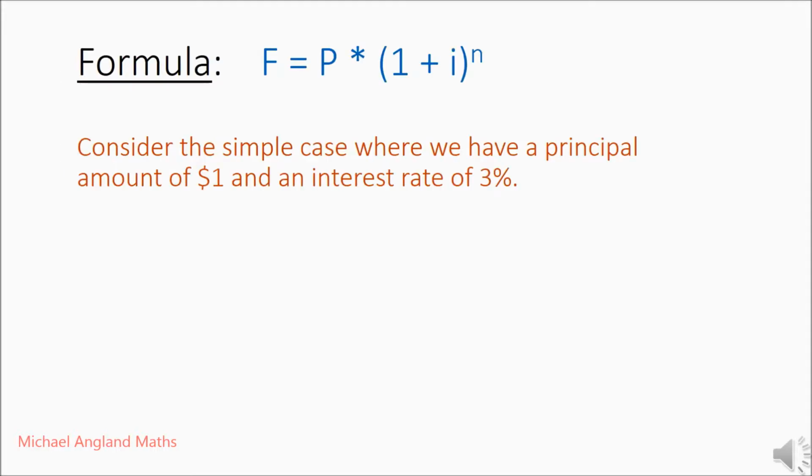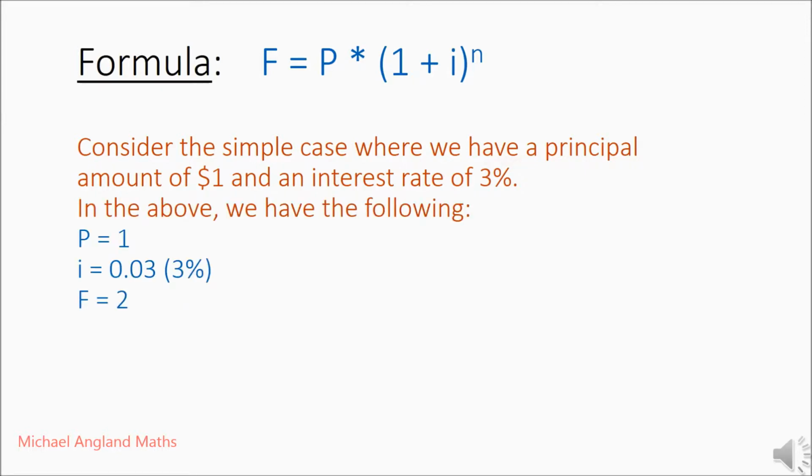So to finish off, we'll do another simple example to see how this works. So if we consider, again, the most basic case where we have a present day value of $1, we want to see how long it will take for that to double if we have an interest rate of 3%. So just filling in the values, we have P equals 1. We have I is equal to 0.03, which is the decimal form of 3%. And we want the future value to be 2, and we want to figure out what n is in order for this amount to double.